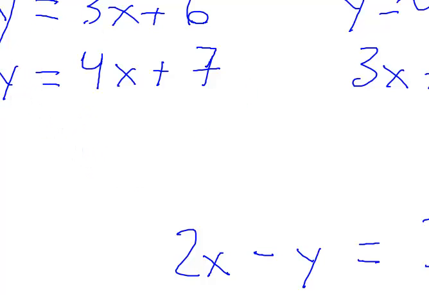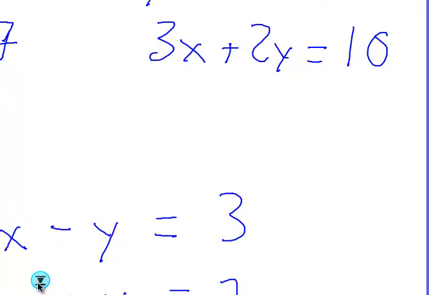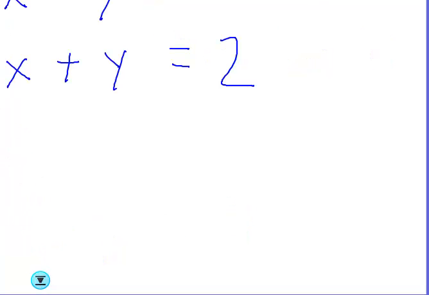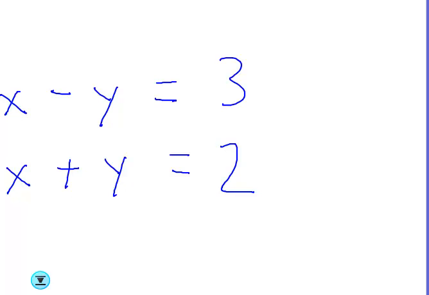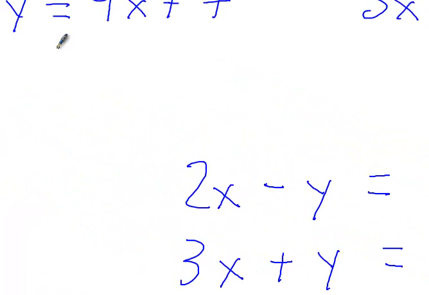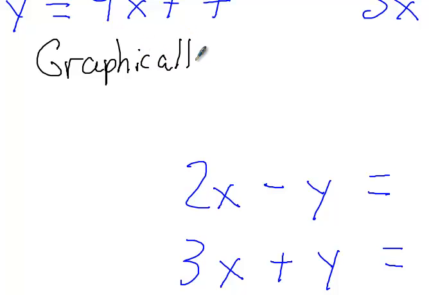So, if we look here, we have three systems. y equals 3x plus 6, y equals 4x plus 7. Since both of these equations are in y equals mx plus b form, I would solve these graphically because there's no manipulation. You just graph the two lines, find their intersection, you're done.